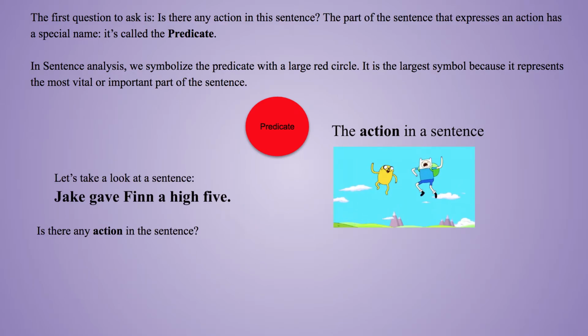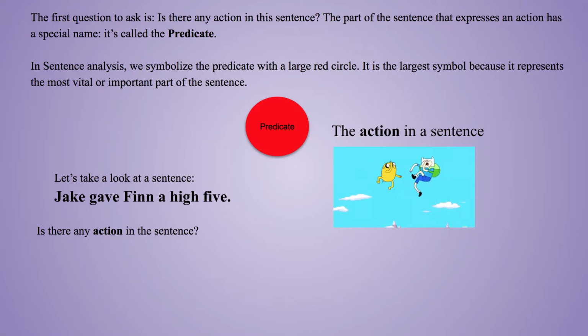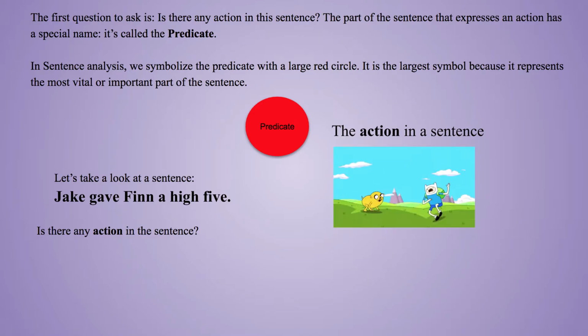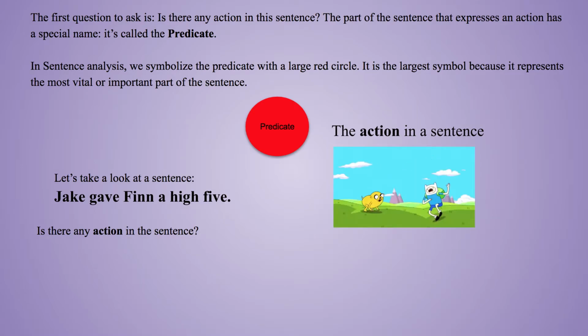So in your language notebook, go ahead and draw a big circle, color it red if you can, and in that circle, write the word that you think is the action. What is the action in this sentence? It might help to take a look at that little clip there to see what they are doing. What is the action that's happening? Jake gave Finn a high five.